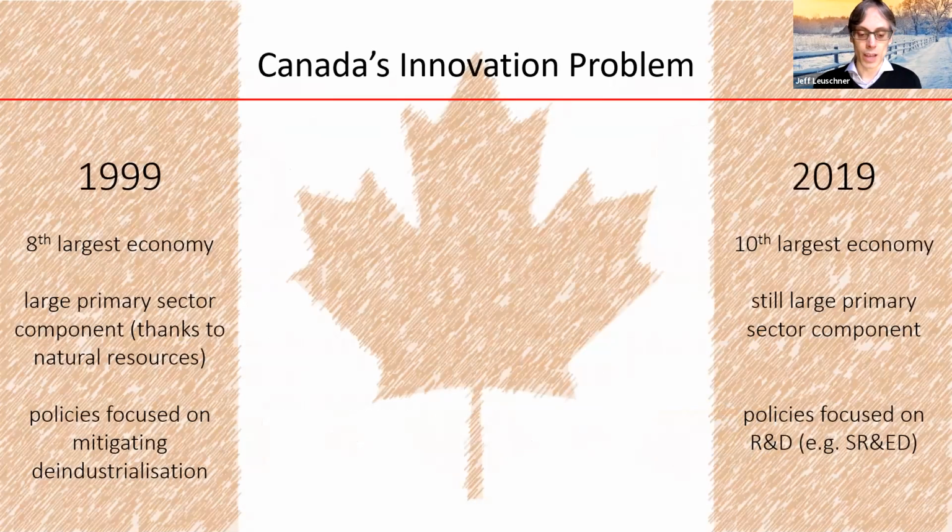So we're going to talk a bit about that, maybe at a more granular level with a hypothetical example. But let's just step back for a minute, forget about that specific thing, and think about Canada as a country. Now, if we go back just over 20 years ago, in 1999, we were the 8th largest economy in terms of GDP.